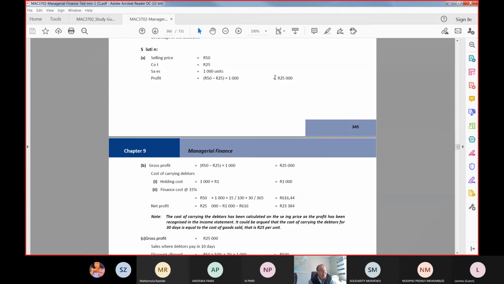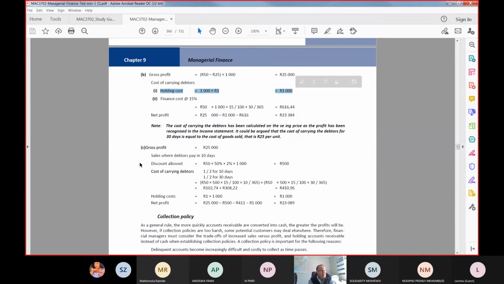If you sell in cash, you're going to receive 25,000 automatically. On B, if you sell on credit, you're going to receive 23,000 rand because there's a cost of capital of 15%, and there is also a cost of holding of 1 rand per unit. On C, if you give a discount of 2%, the discount of 50 times 50% times 2% of 1,000 is 500 rand.